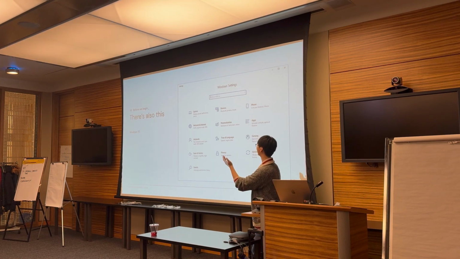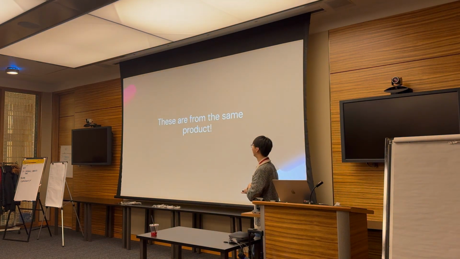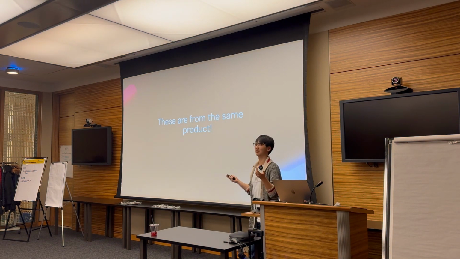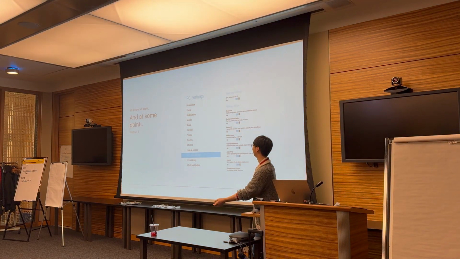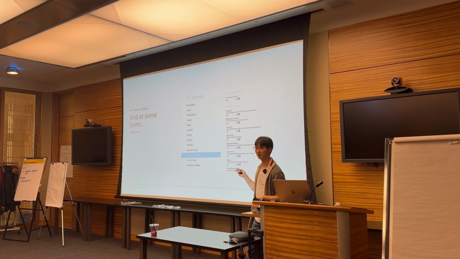So the new settings are supposed to do the same thing, but not the exact same set of features. There are some things you can't do in the new Windows settings that you have to do in the old control panel. And they're from the same product, right? Confusing. And even more confusingly, in Windows 8, there's the middle child no one remembers. This existed at some point as an alternative to the other two, control panels and settings. This is the third setting in Windows.